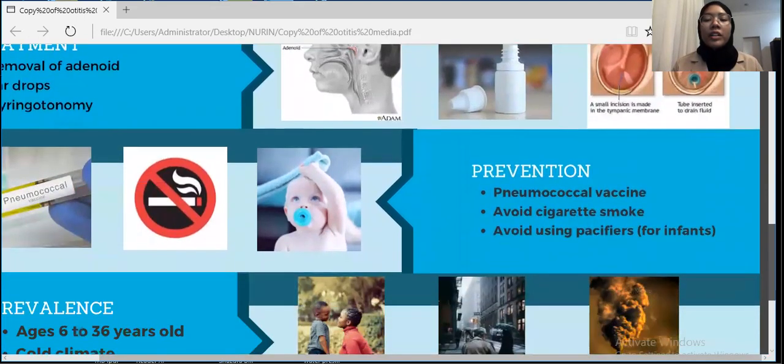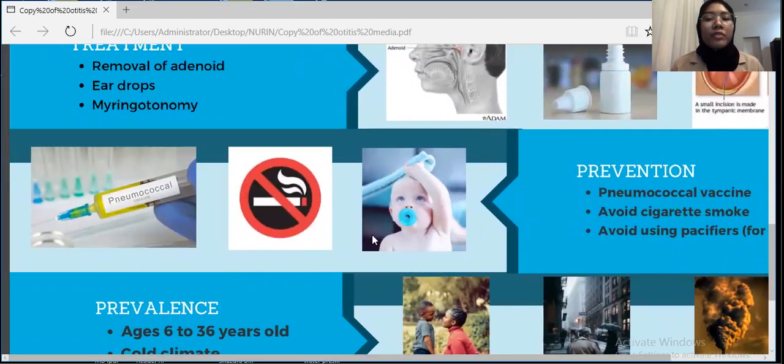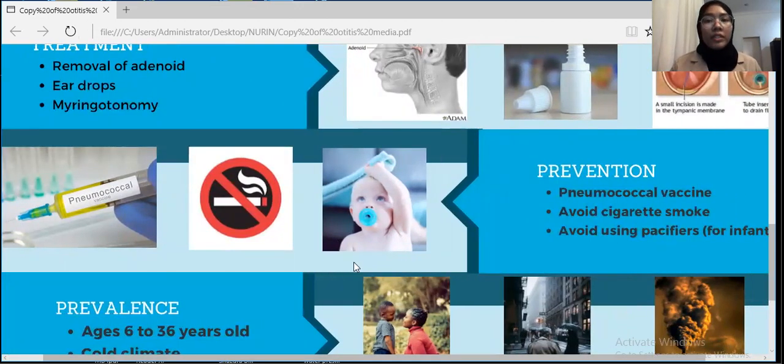To prevent from getting otitis media, it is best to get pneumococcal vaccine. This will protect an individual from getting pneumococcal infections. Next, it is also good to avoid cigarette smoke. And as for infants, it's good to avoid using pacifiers, as this can cause bacterial infections if it's not cleaned regularly and properly.